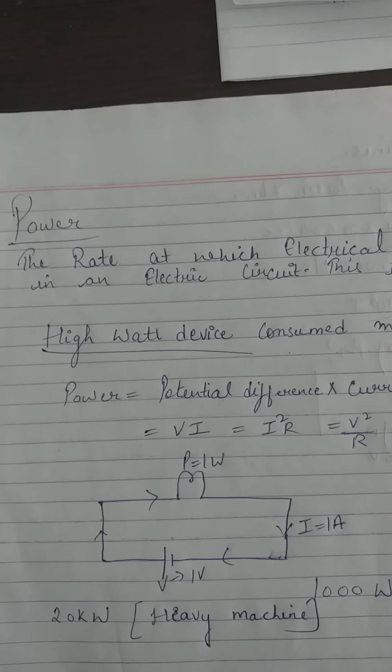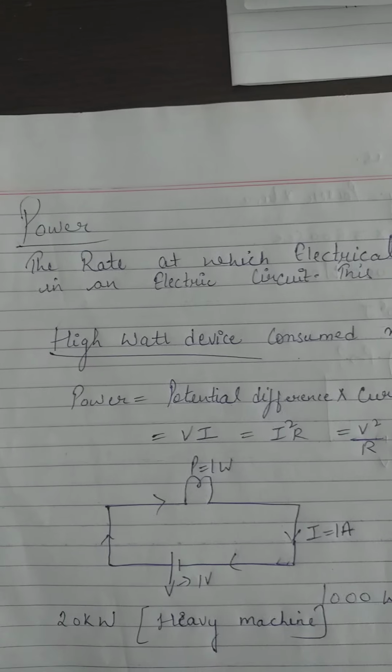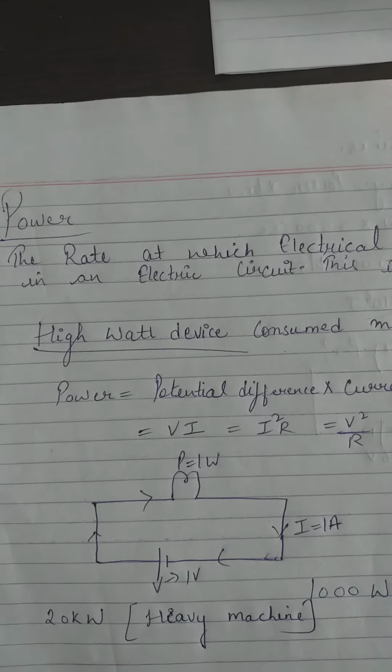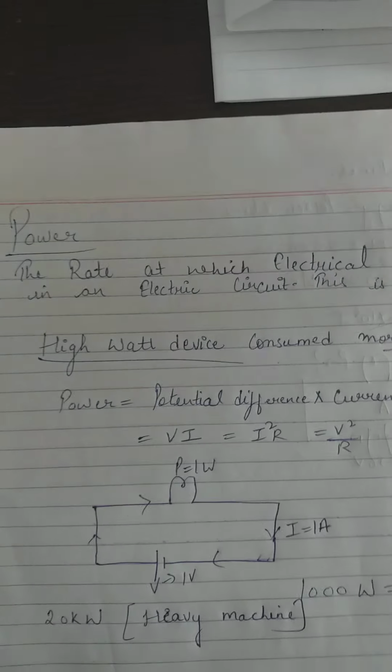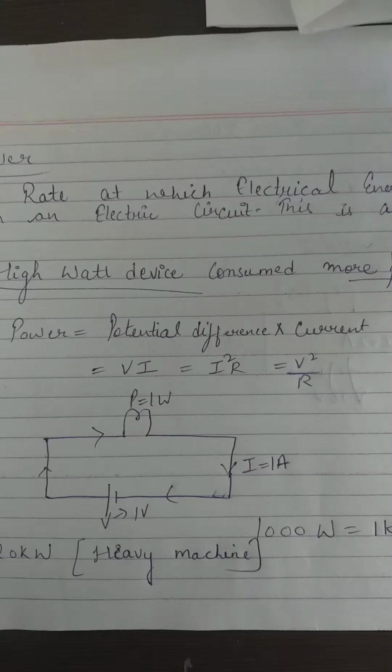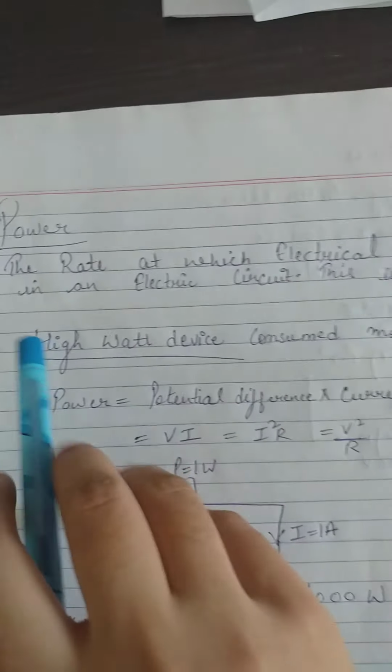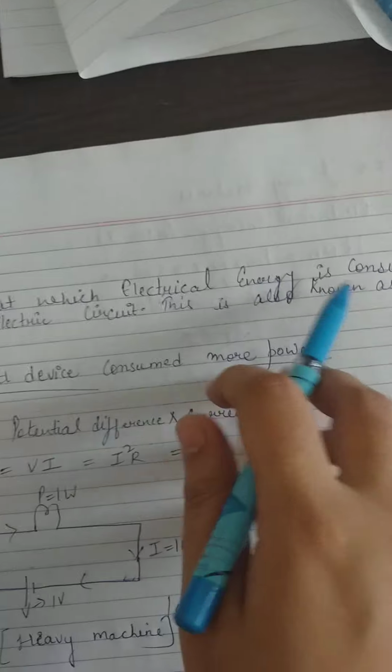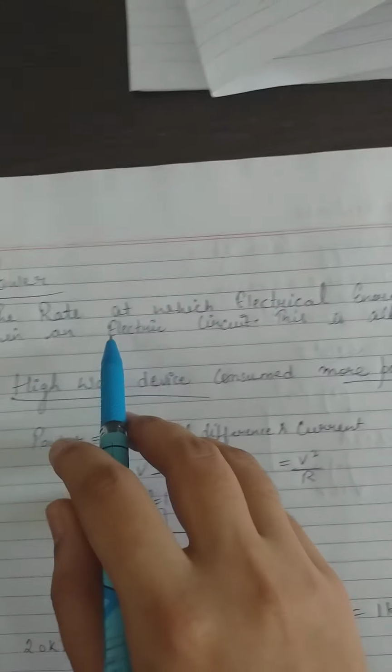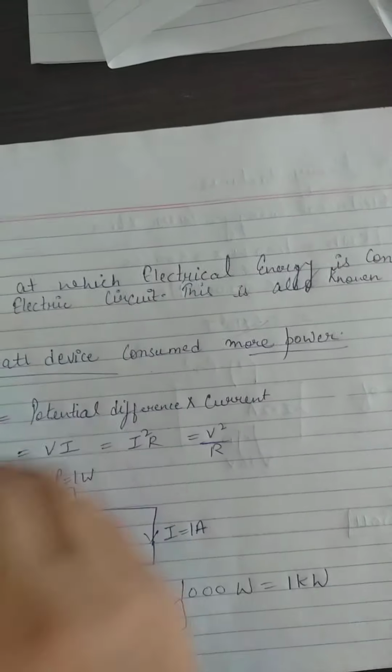Today we are going to discuss the topic related to power. Okay, first of all, read the definition. Power is the rate at which electrical energy is consumed in an electrical circuit.